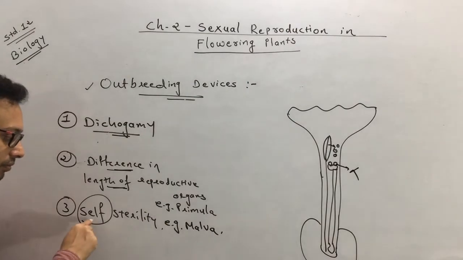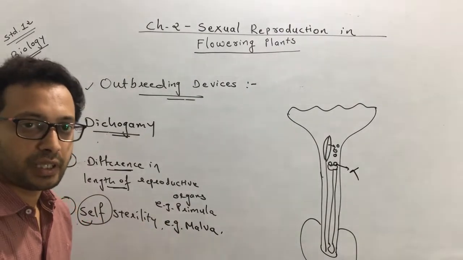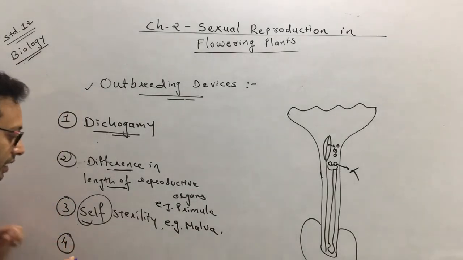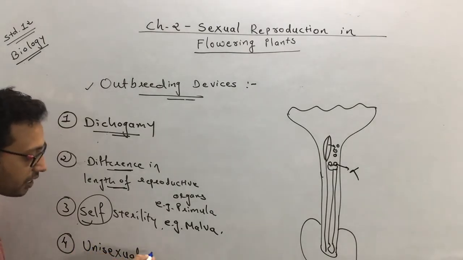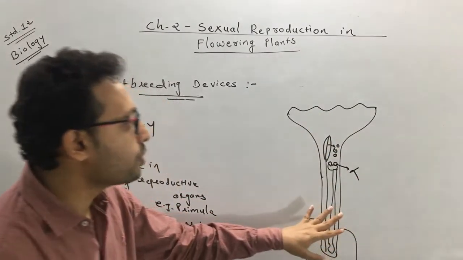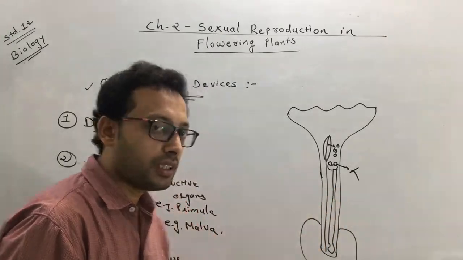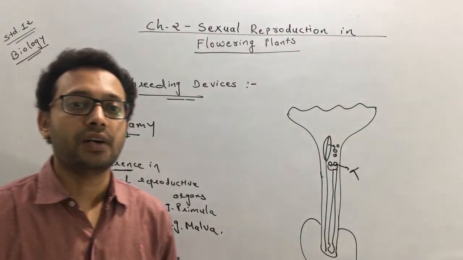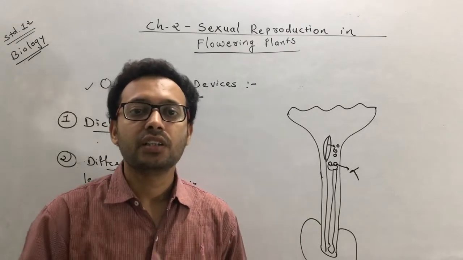Example, primula. Third, self-sterility. It is shown in malva. It's a kind of genetic mechanism. The fourth strategy, which is adopted as an outbreeding device, is that instead of producing bisexual flowers, they produce unisexual flowers. Usually, whatever we have seen, most of the time the plant has a bisexual flower possessing both sexual organs, but now some plants start to produce unisexual flowers, meaning flowers which possess only either stamen or carpel.